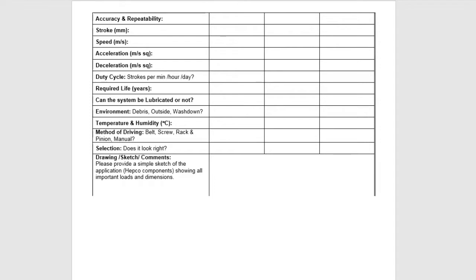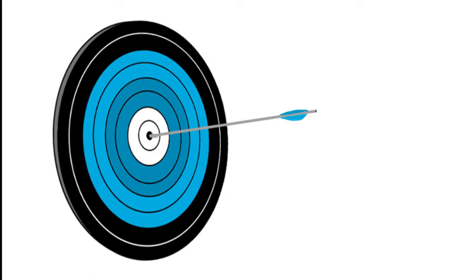The next section of the datasheet relates to the linear accuracy and repeatability required. Accuracy and repeatability can be illustrated using the example of an archer firing arrows at a target.